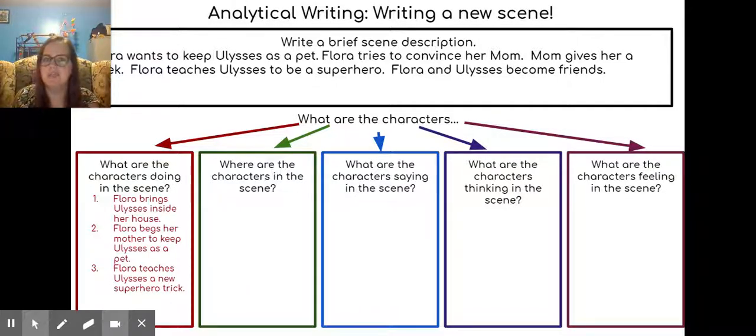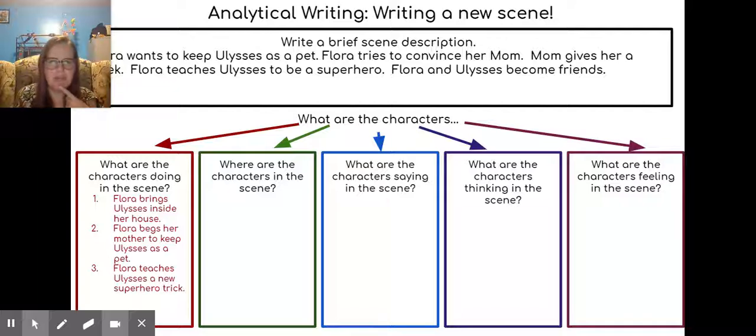Flora wants to keep Ulysses as a pet. Flora tries to convince her mom. Mom gives her a week. So, where would Flora keep Ulysses as a pet? Where would that be? It wouldn't be in Miss Tickham's house because Flora doesn't live there. It wouldn't be outside, because you can keep some pets outside.